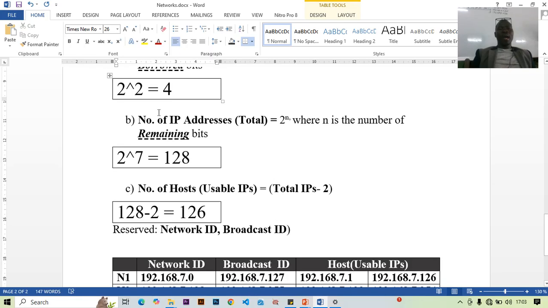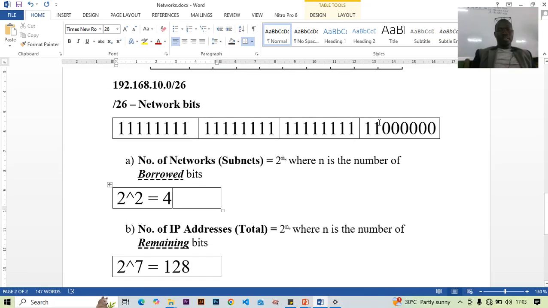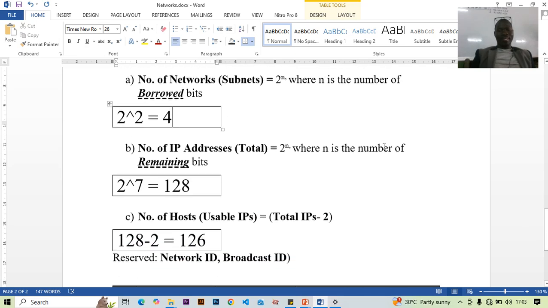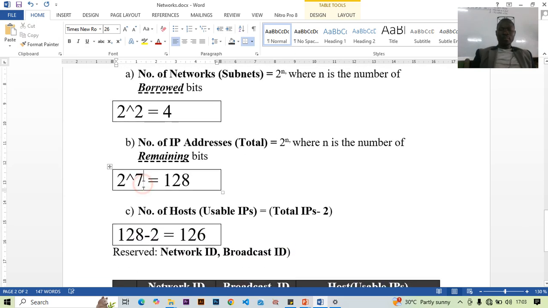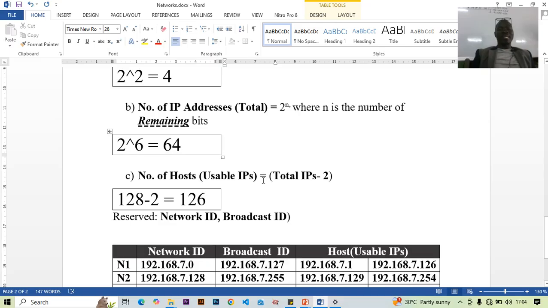So now, how do we find the number of IP addresses? The total number of IP addresses in this given network will also be 2 to the power n, where n is the number of the remaining bits. Having borrowed 2 in this octet, how many are remaining? We're remaining with 6. So this will be 2 to the power 6, and 2 to the power 6 will give us 64 IP addresses, which means in each and every network we shall have 64 IP addresses.